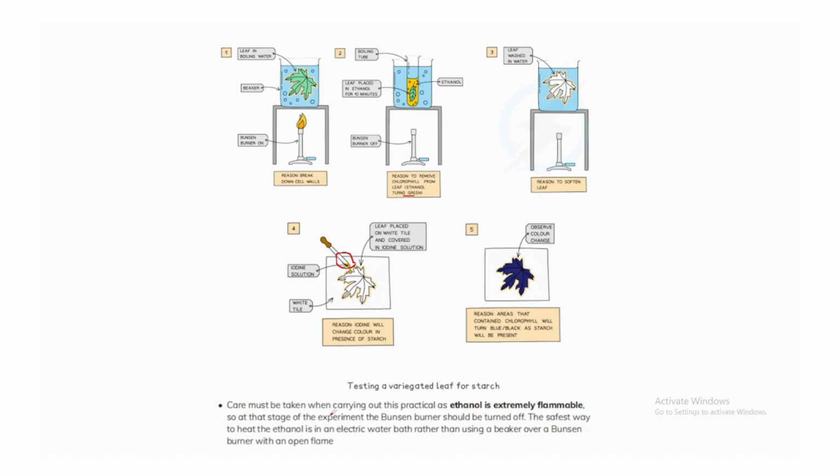Care must be taken when carrying out this practical, as ethanol is extremely flammable. So at that stage of the experiment, the Bunsen burner should be turned off. See this, it's turned off. The safest way to heat the ethanol is an electric water bath, rather than using a beaker over a Bunsen burner with an open flame.